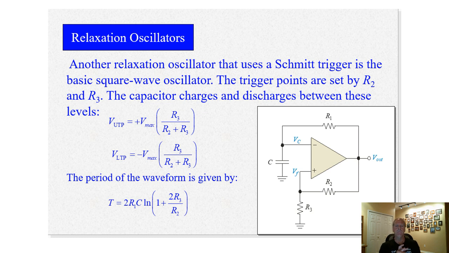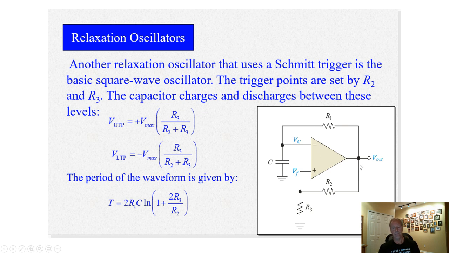This is a really simple relaxation oscillator. It's a basic square wave oscillator, in which this capacitor charges and discharges based on this feedback. Okay, so let's get this feedback. It's going to charge through this resistor to the capacitor.